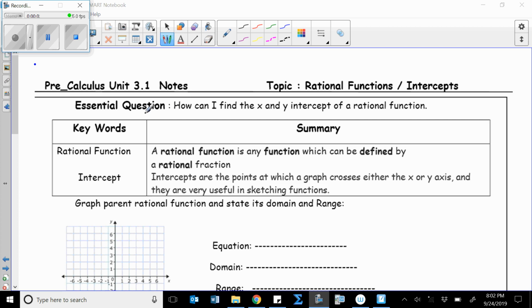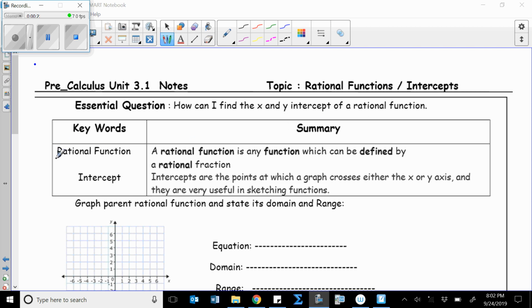Hi everyone. In Unit 3, we're going to learn how to graph rational functions. We're going to start with finding intercepts and horizontal asymptote and vertical asymptote of a rational function first. So today, this is what we're going to learn: intercepts, vertical and horizontal asymptotes.